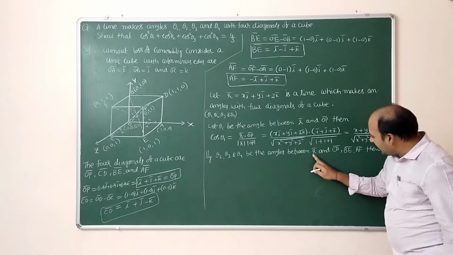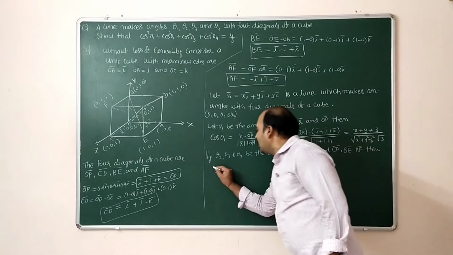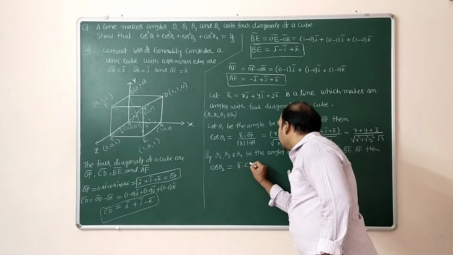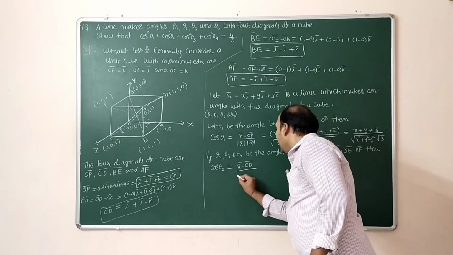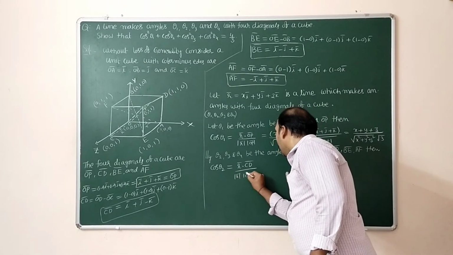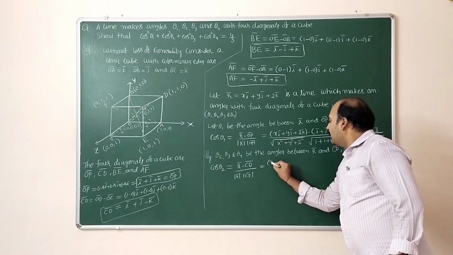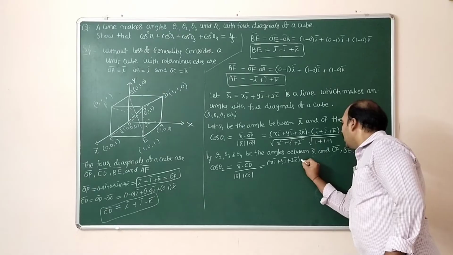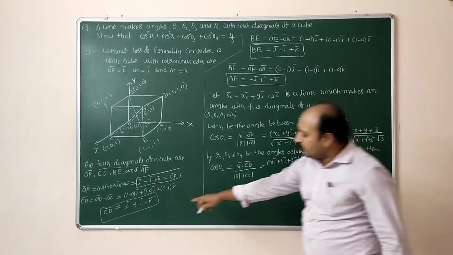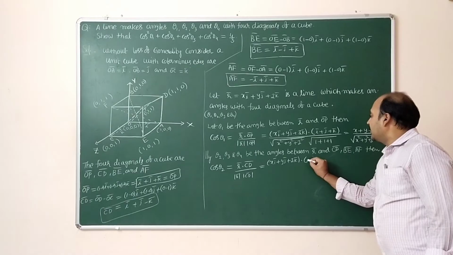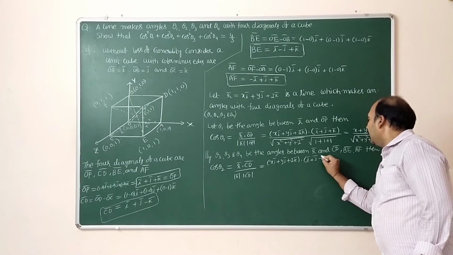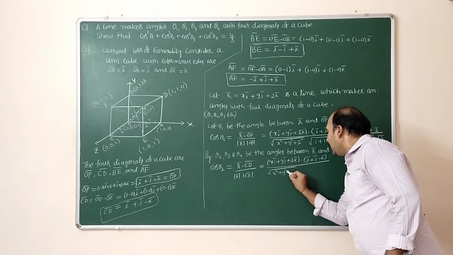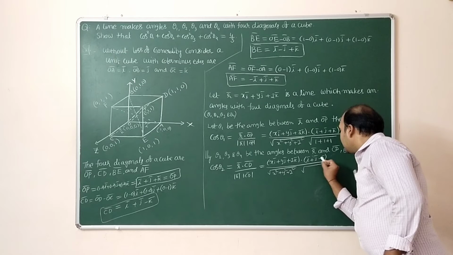Then the angle between R bar and the CD vector, cos theta 2, is equal to R bar dot CD bar by mod R bar into mod CD bar. So xi bar plus yj bar plus zk bar dot the CD bar vector, which we got here, I plus j minus k, divided by root of x square plus y square plus z square into root of 1 square plus 1 square plus 1 square.